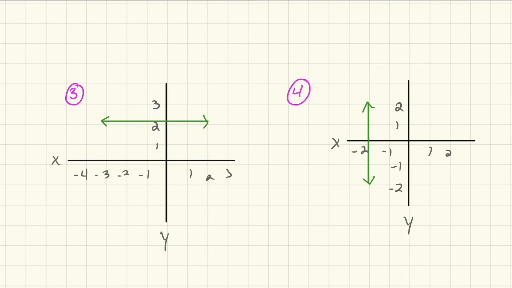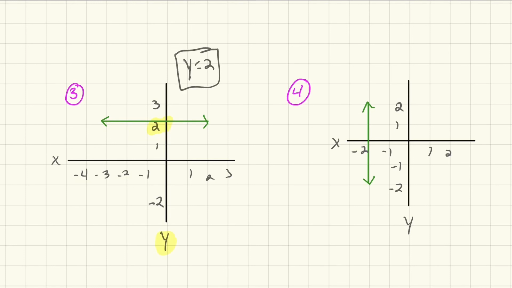We're in good shape. All right, so now whenever we take a look at this, we see that we have a horizontal line. Well, the thing that we have to ask ourselves is, where is that line crossing? That line is crossing at 2. It's crossing at 2 on the y-axis. So my equation for this line is just y equals 2.